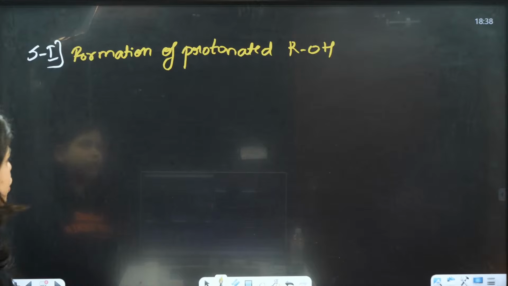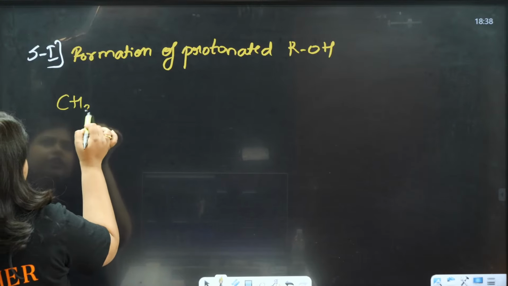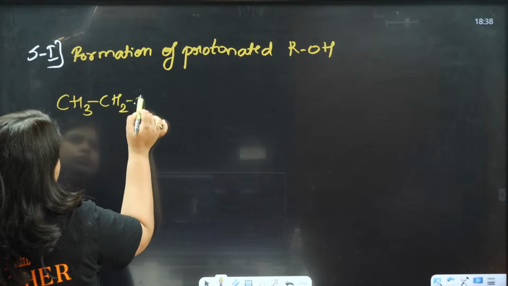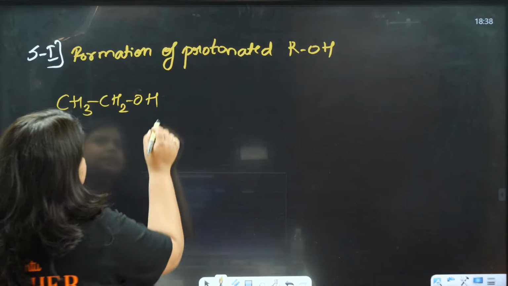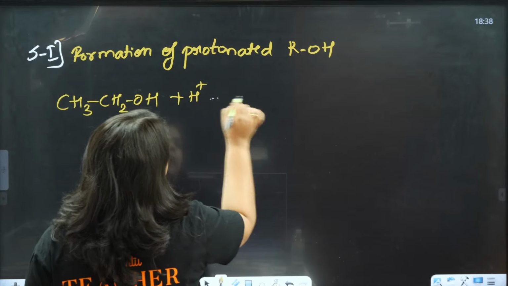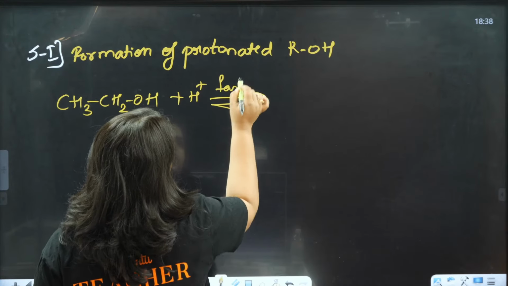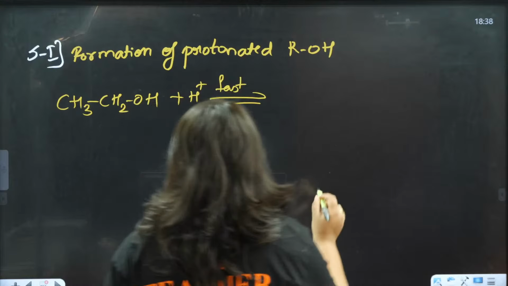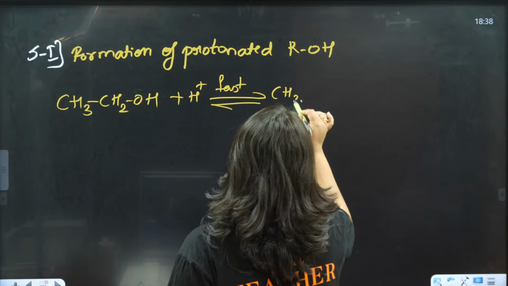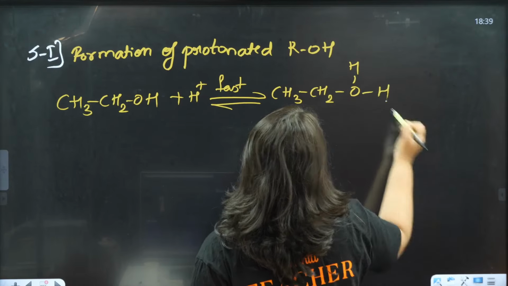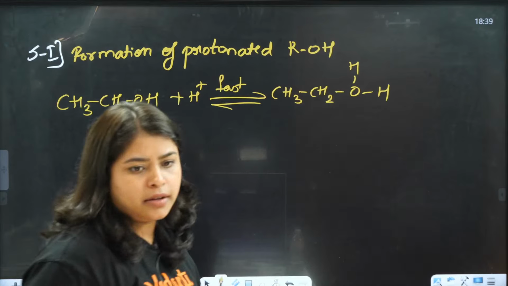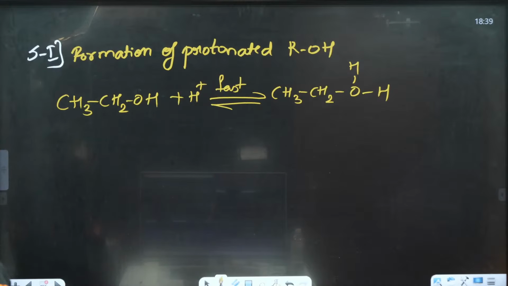Formation of protonated alcohol: CH3CH2OH plus H+. By a fast process we are going to get the protonated alcohol, CH3CH2OH2+. Correct? Protonated alcohol. Done.